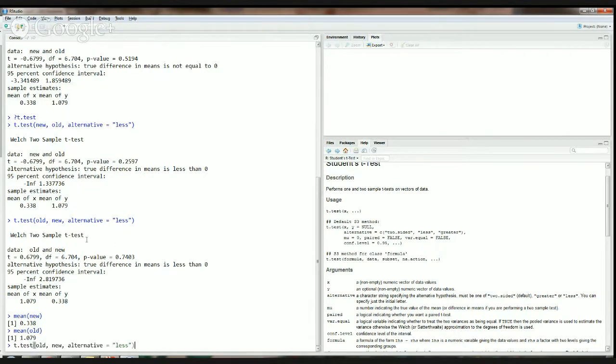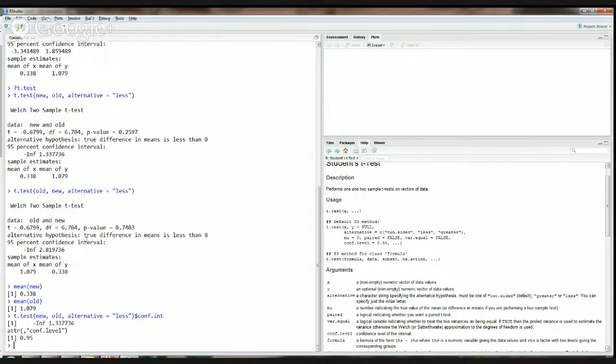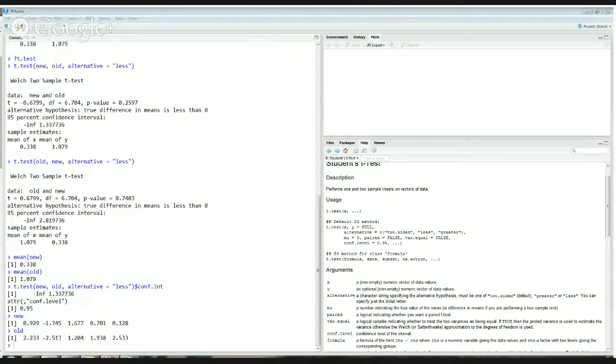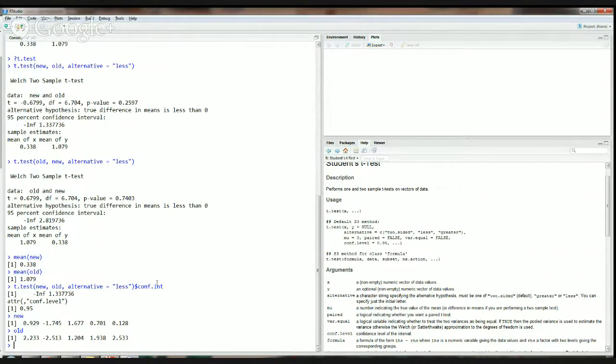So at any rate, the t.test with alternative equals less gives the answer. And if you do $conf.int, it gives you the confidence interval. Okay. Oh, it's giving infinity for one of the two confidence intervals. That's strange. Why is it giving infinity? That's different than what I'm getting when I did it before. Oh, aha, I know what I did wrong.